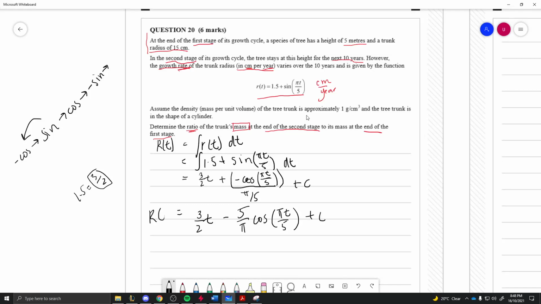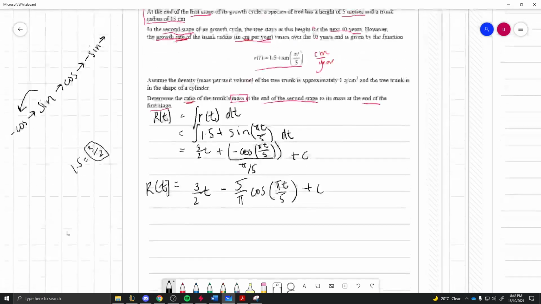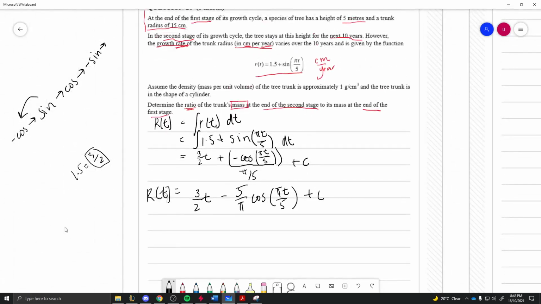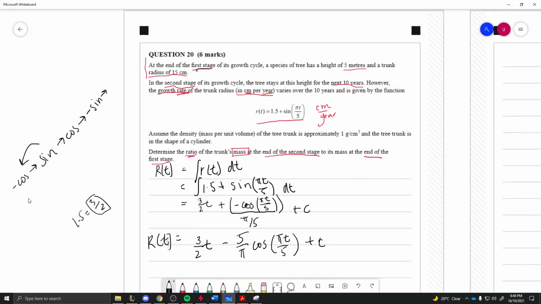So this is going to be your integrated function here. It doesn't really give us any answer, so we obviously need to find c, otherwise the function won't be complete. To do that, we need to consider that the end of the first stage is pretty much equal to the start of the second stage, because there's no real gap between.